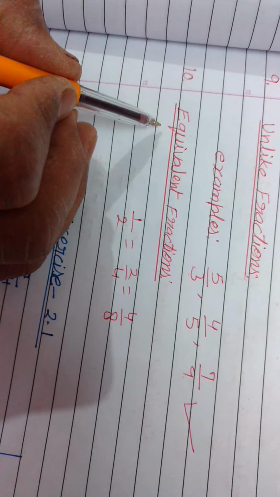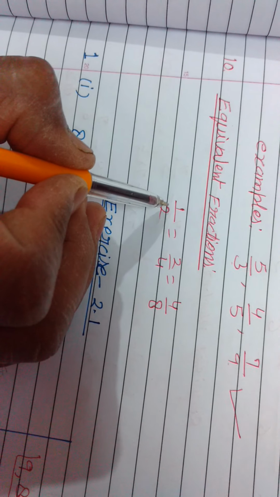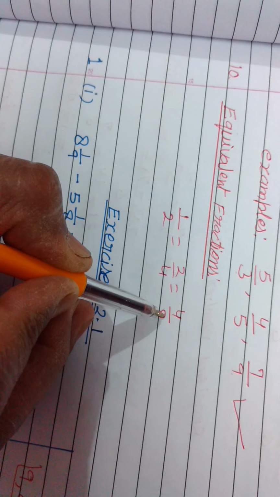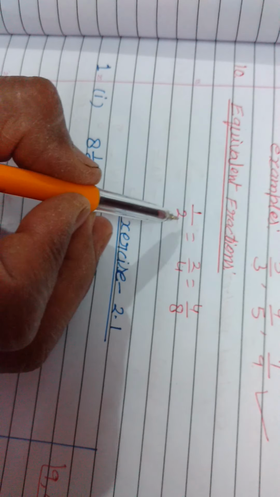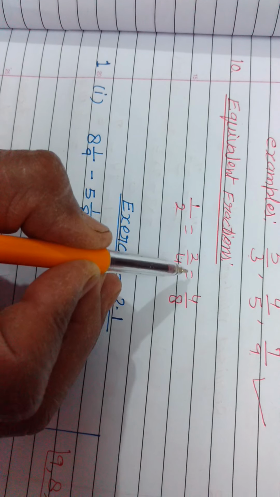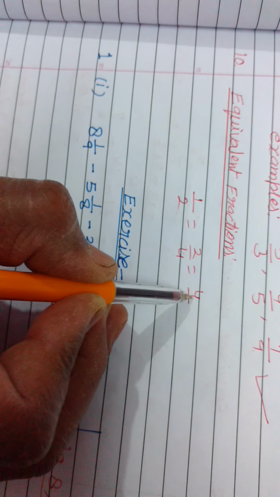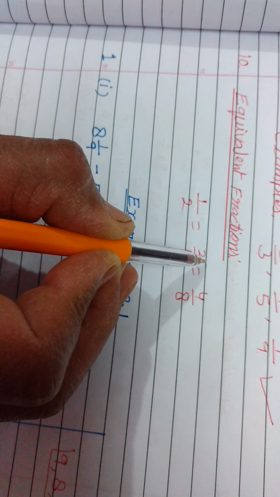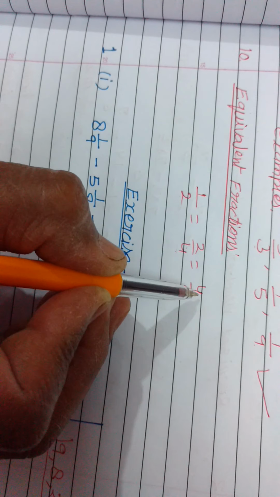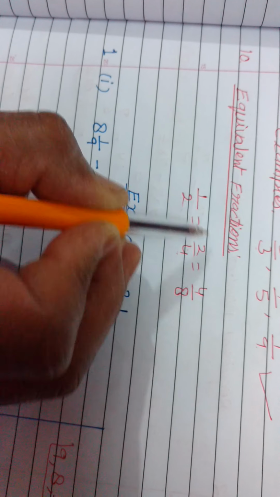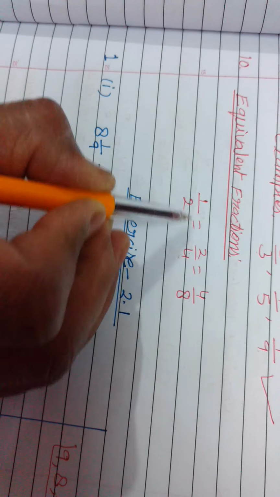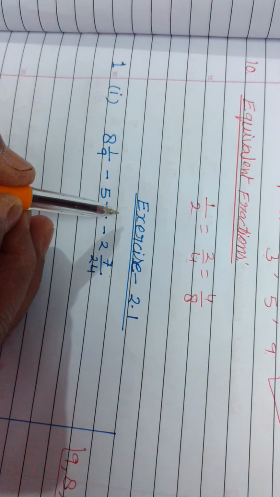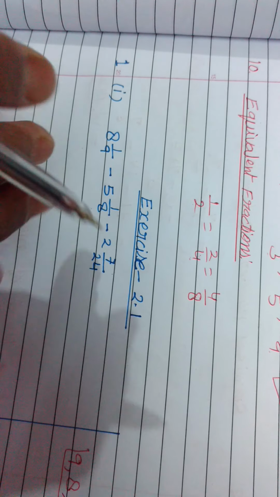And the last one is equivalent fractions. Fractions having the same value are called equivalent fractions. If you take the example 1 upon 2 and 2 upon 4 and 4 upon 8, they are all equivalent fractions. If you cancel this, it comes 1 upon 2. If you cancel this fraction, it will also come 1 by 2. So all these fractions have the same value, so they are called equivalent fractions.